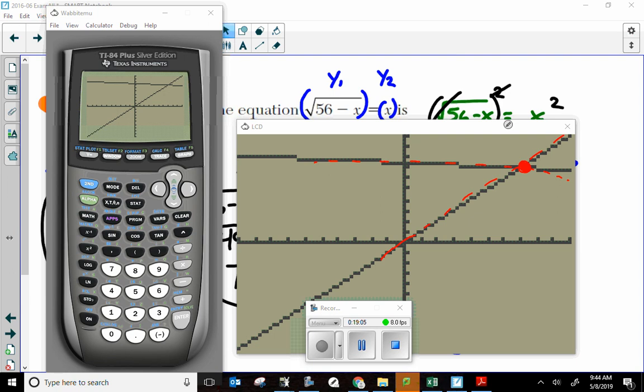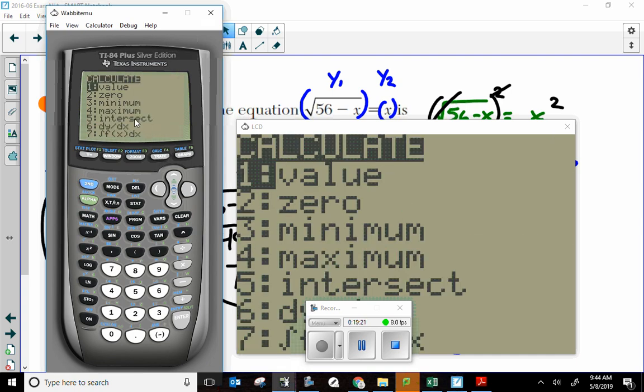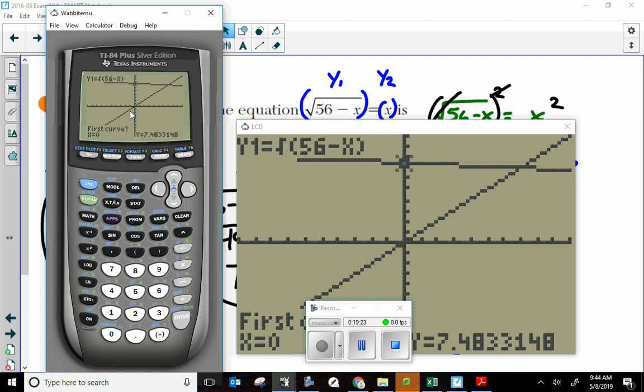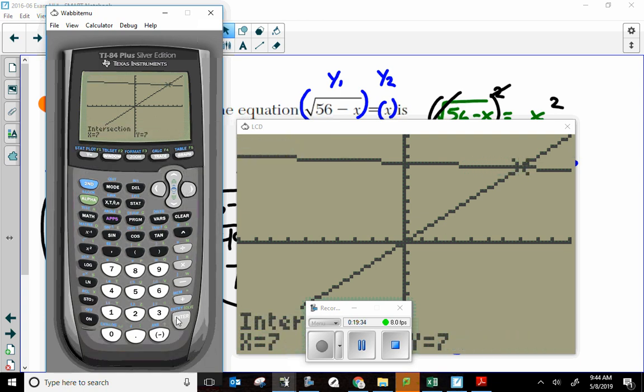If I want to figure out that intersection point right here, I've got to go to second and then trace, because above trace in blue it says calc. So I want to go to second, trace, and I want to pick intersection, which is 5. And I bring my little bug dude here close to the point of intersection. So I'm just going to hold this and just hit enter 3 times. Bang, bang, a biggity bang, bang. When x is 7, y is 7.